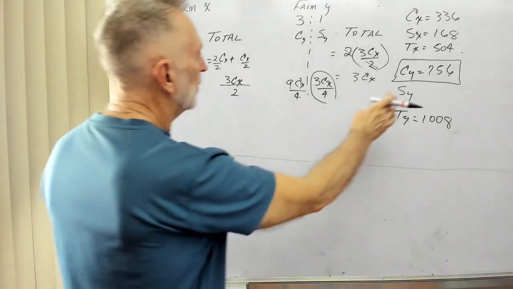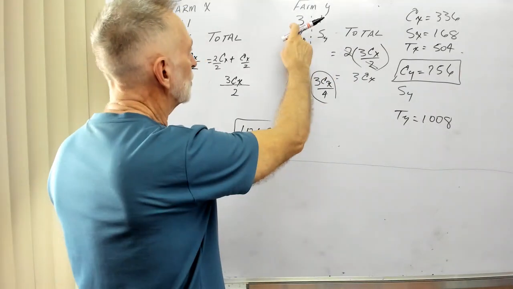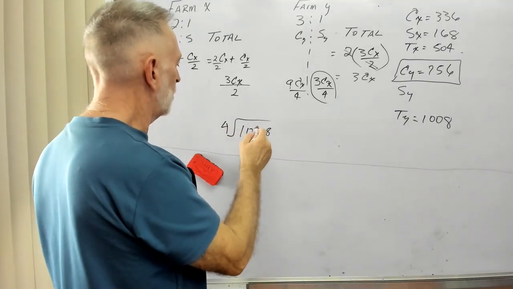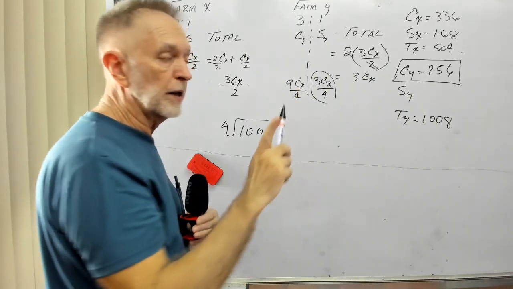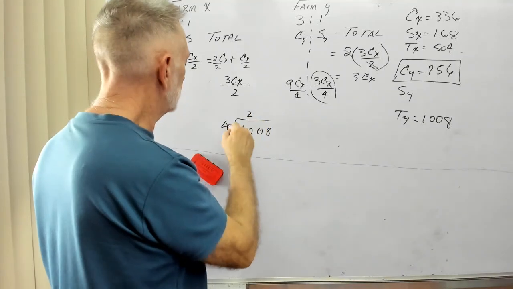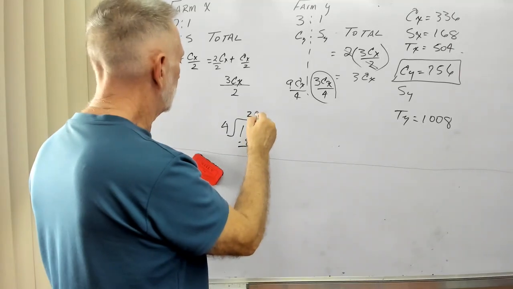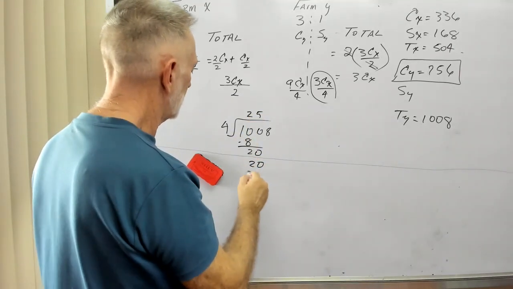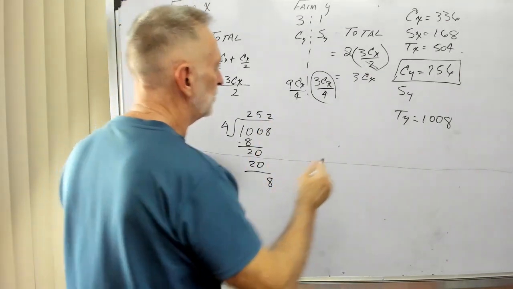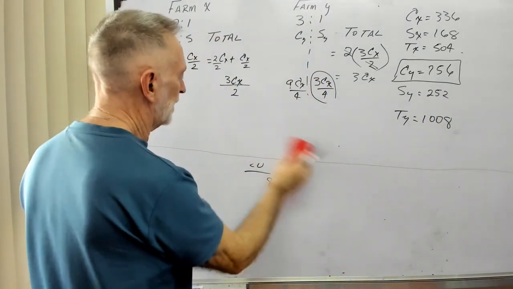So if I have 1,008, I have those 4 parts again, right? 3 of them are cows, 1 of them is sheep, so it's 4 parts. So if I divide that by 4, it'll give me what 1 part is, and 1 part is sheep. So 4 times 2 is 8, gives me 20, and that gives me 5 times 4 is 20. Bring down the 8, 252 sheep. That's how many sheep that I have.